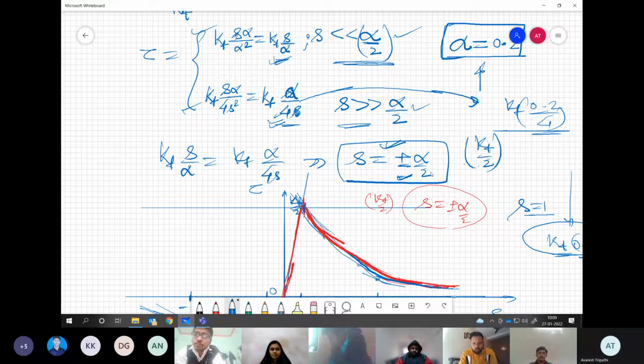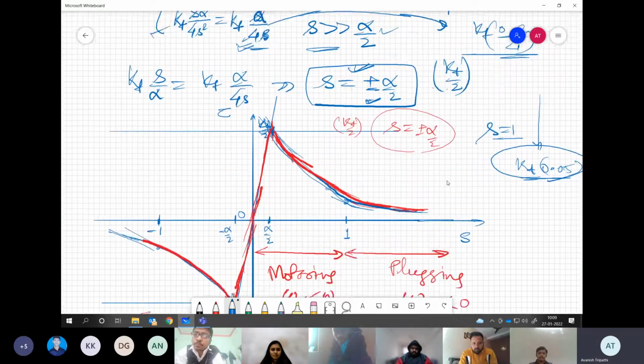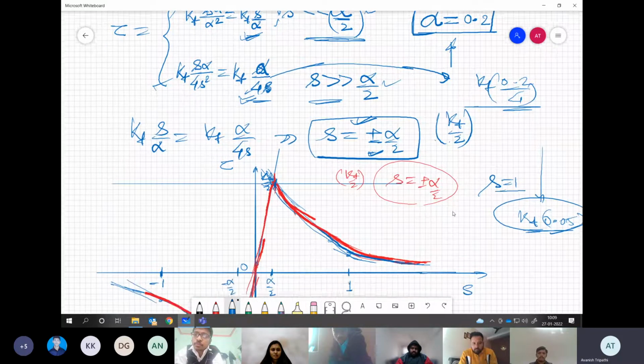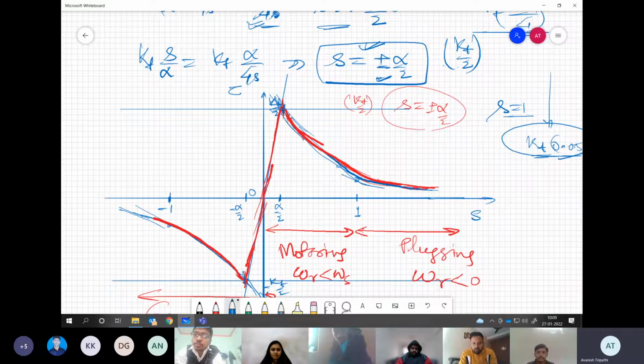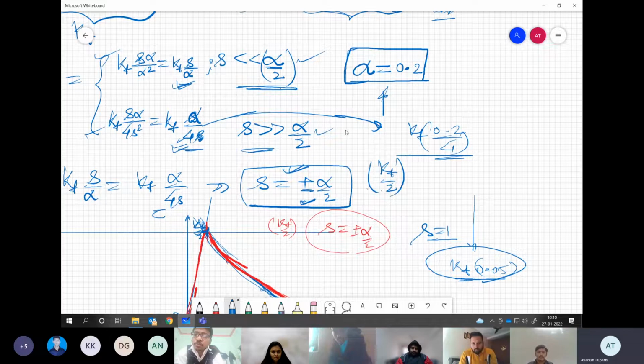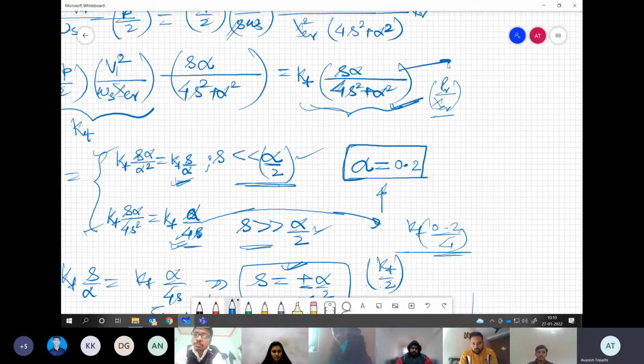One mistake that I made while drawing this is that these characteristics meet at Kt by 2 at alpha by 2 on the x-axis, but the value of the actual maximum torque is not Kt by 2. If you plug alpha by 2 into the expression for the torque here, it turns out to be Kt by 4. So this is the correction from the previous lecture.